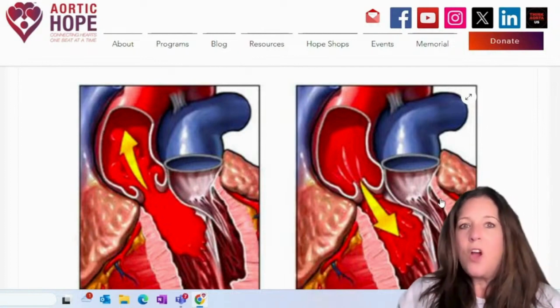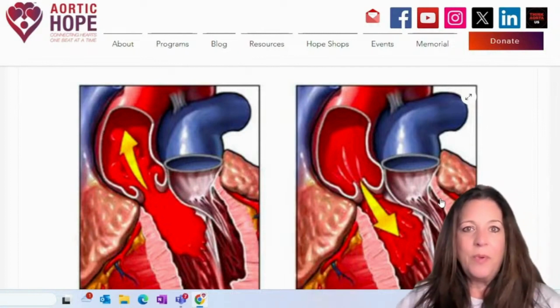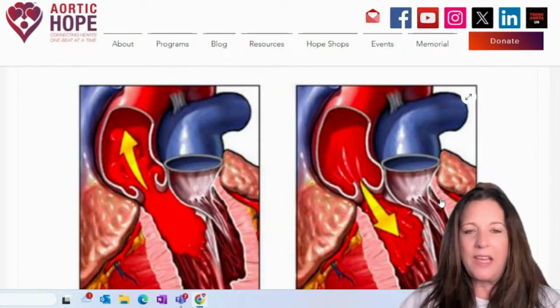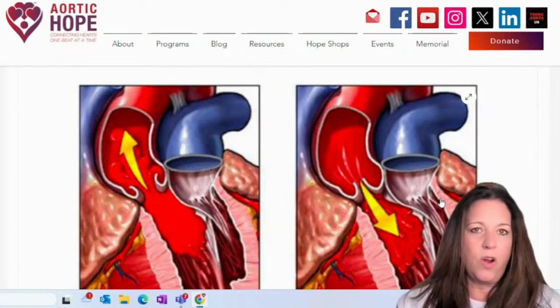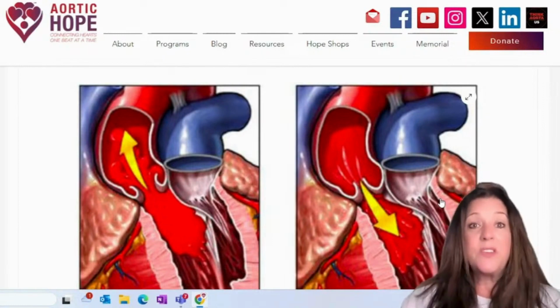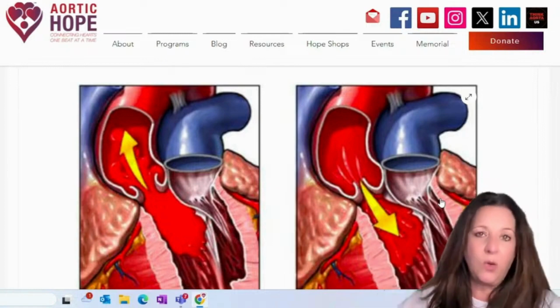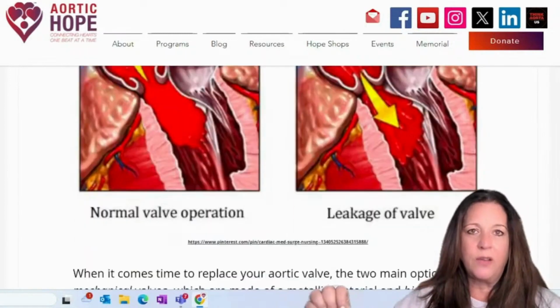We don't tend to talk about mitral valve prolapse or something like that, because that's very specific to the heart. Aortic valves are specific to the heart, but they can impact our aortas. That's why we talk about the aortic valve.